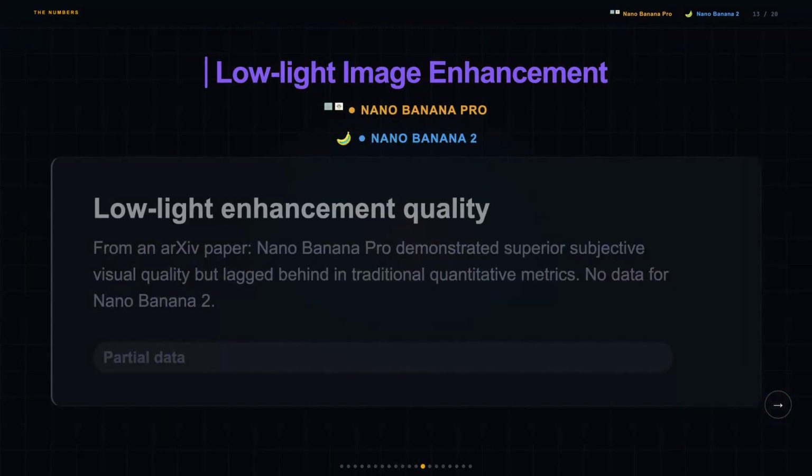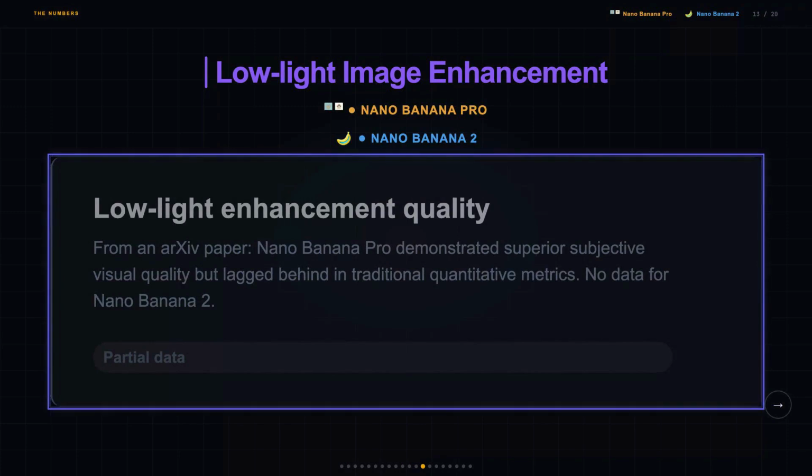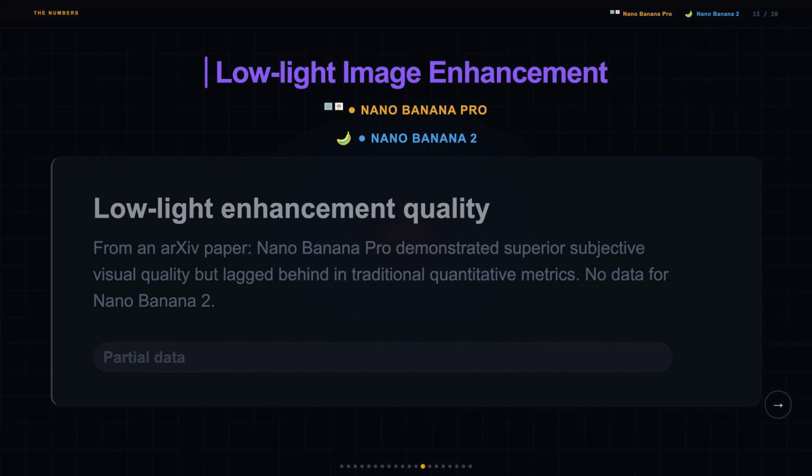So I went looking for hard data here, and what I found was pretty thin. There's one archive paper on the Pro saying it showed superior subjective visual quality in low-light scenarios, but it actually lagged behind on traditional quantitative metrics, which is a mixed bag. And for Nano Banana 2, there's 0 published low-light data at all, so the on-screen card for the 2 literally says no data. And that's just the state of things right now.